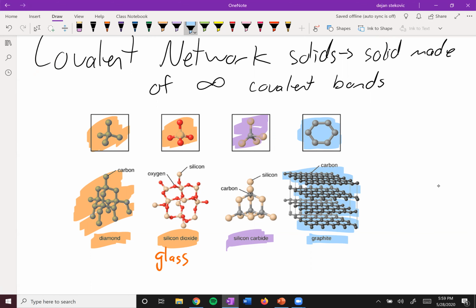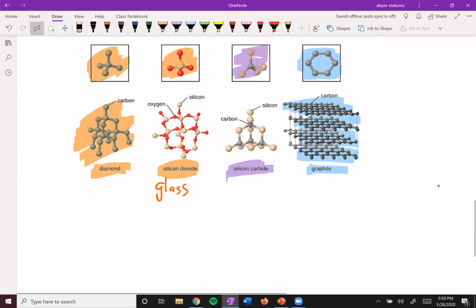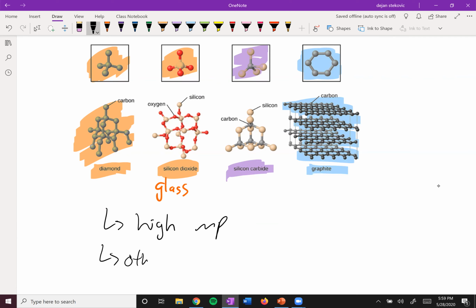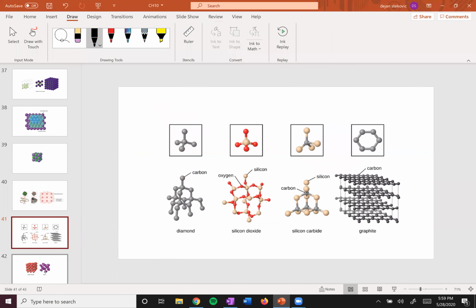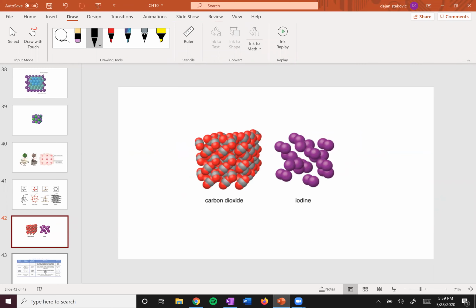These covalent solids in general have high melting points. And their other properties vary by a lot, right? Some are extremely conducting, some are not conducting at all. It really depends on what you're looking at. That's why I think they're the most interesting, just because they're the most varied. And I spent a decent amount of my PhD work looking at some of these.